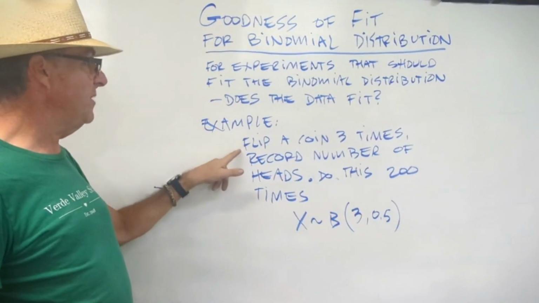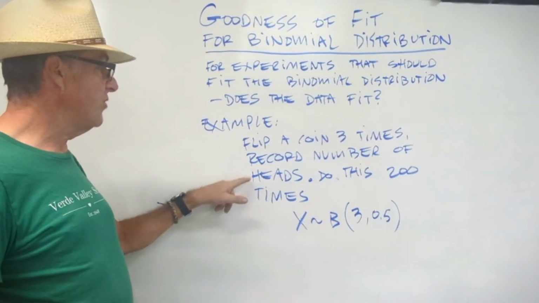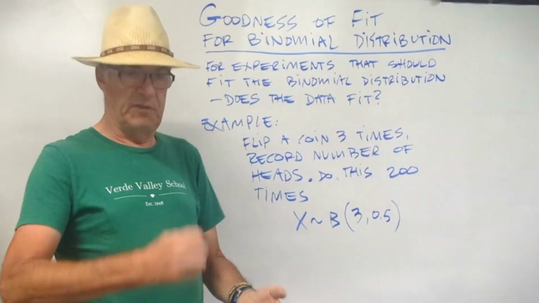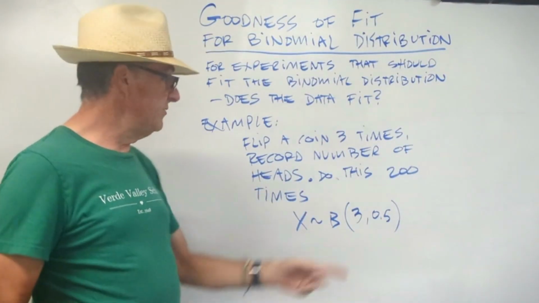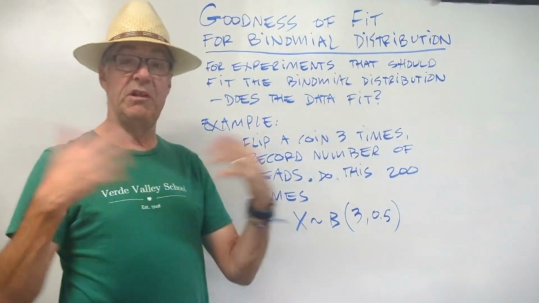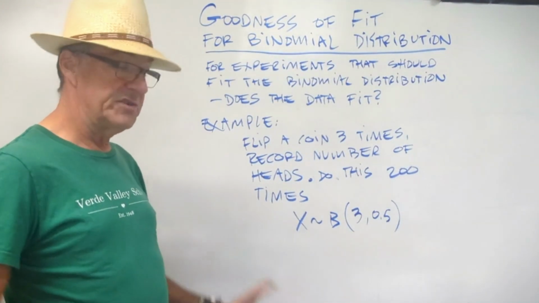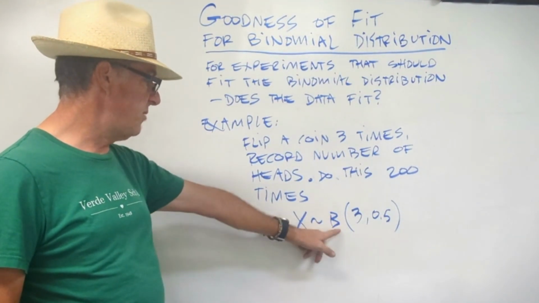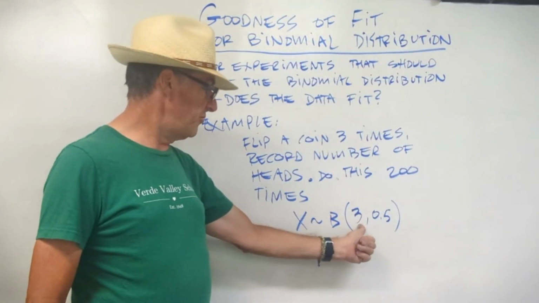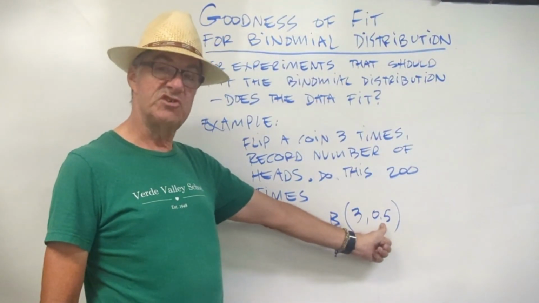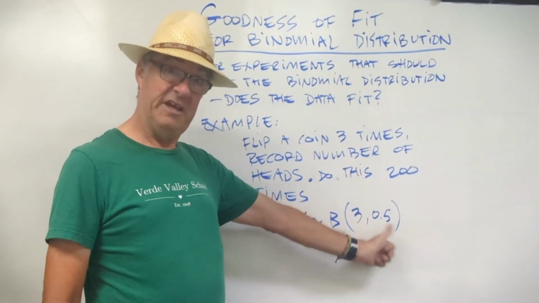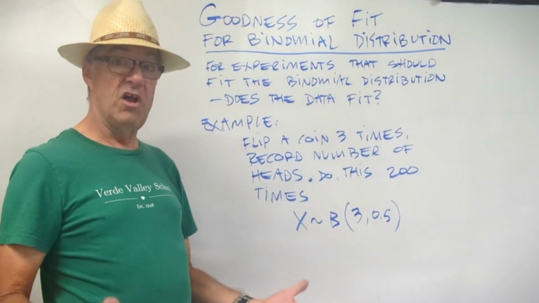So the example is we flip a coin 3 times and we record the number of heads. So flip coin 1, 2, 3, record how many heads. And then we're going to do this 200 times, so we have plenty of trials. So here is our statement for our situation. Random variable x is part of a binomial distribution: 3 flips, 0.5 chance of a success. Okay? So that is our overall scenario.